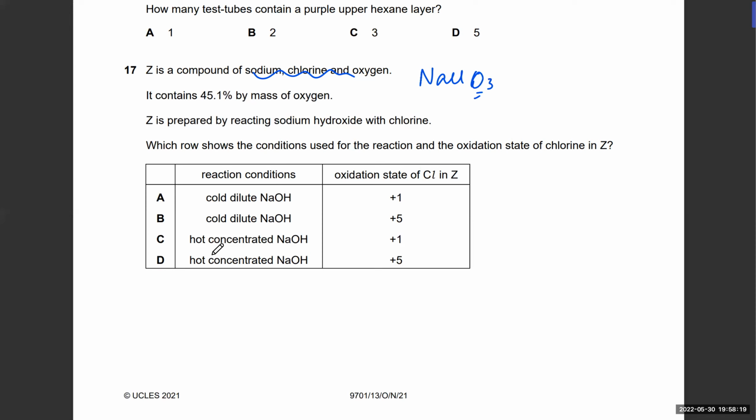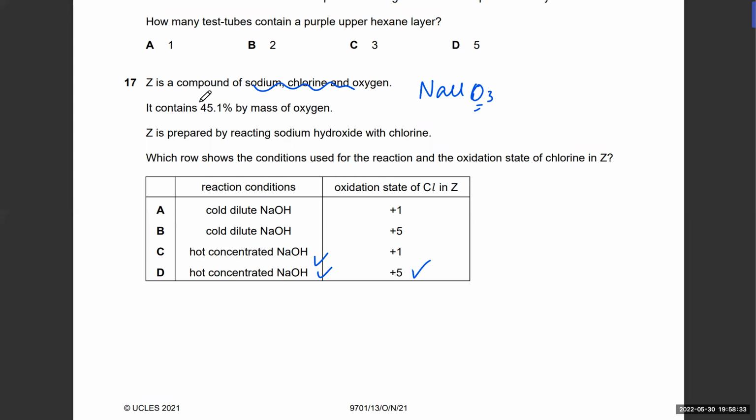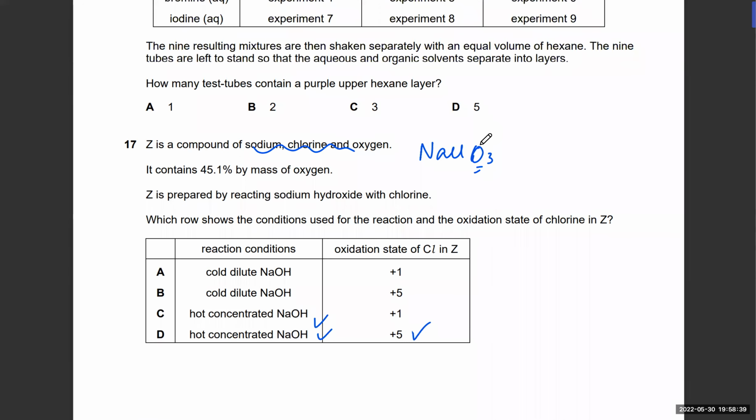When you get NaClO3, is it hot NaOH or cold NaOH? Hot. Okay, so it's going to be hot NaOH, and the oxidation state would be +5, right? You can do the measurement and confirm this, but half of the molecule was actually oxygen. So it must be NaClO3. Is that clear?